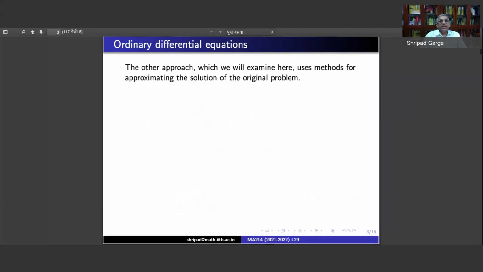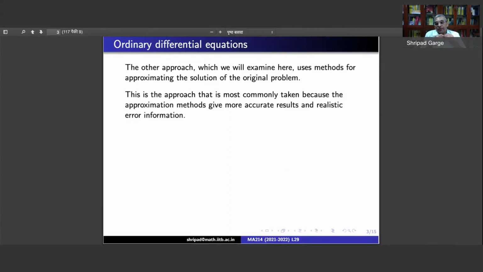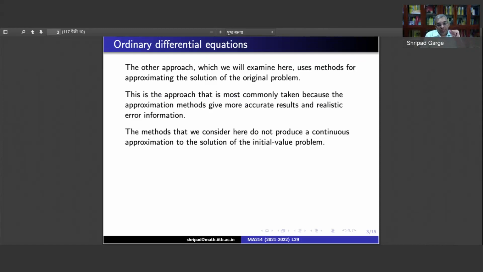The second approach says that we don't change the differential equation, but instead of solving it in an exact way, we give an approximate solution. This is the second approach, which is a much better approach. It is the one taken most commonly because it gives accurate results, and its error information can also be studied in a realistic way. This is why we are more into studying the numerical methods to solve the ODEs, the initial value problems, the IVPs.